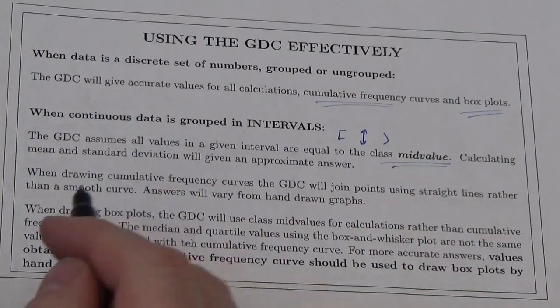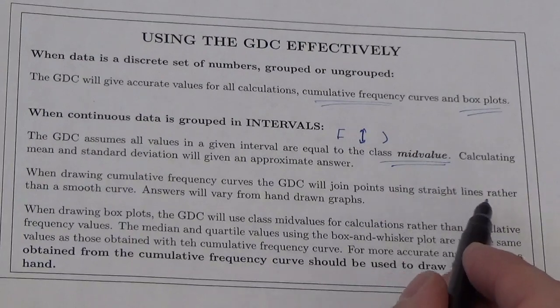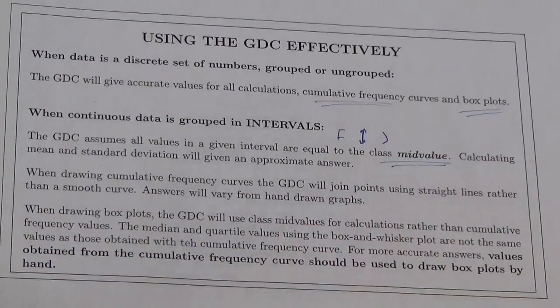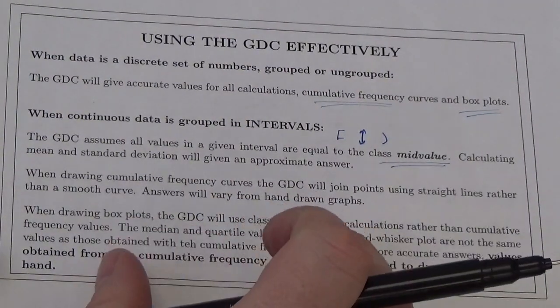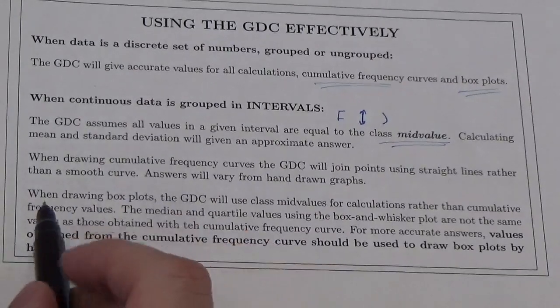When drawing cumulative frequency curves, the graphic display calculator will join the points using straight lines rather than a smooth curve. If you're doing this by hand, you're probably going to put a smooth curve in there, so you're going to anticipate the curvature. But the calculator doesn't, so that's something you have to consider when you're looking for the median, the quartiles, or any percentile for that matter. The calculator is going to use those straight lines, and so that maybe isn't the best approximation to what the data is actually doing.